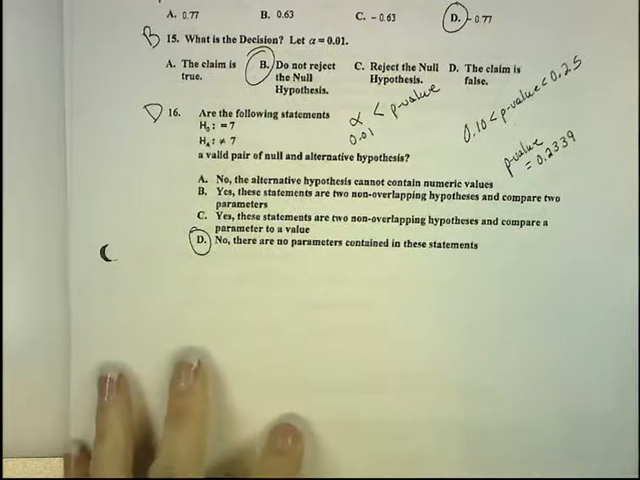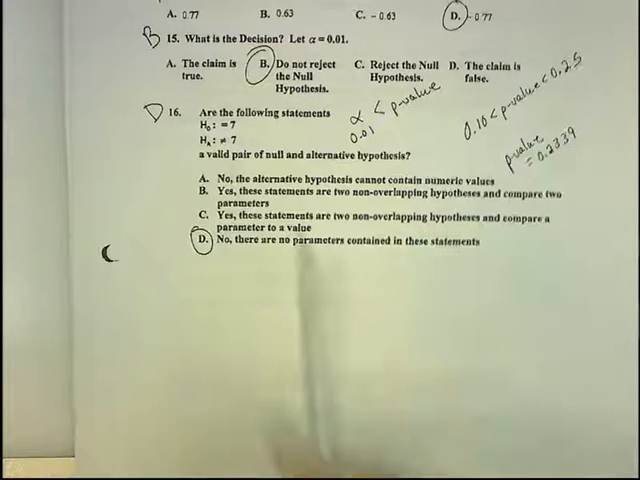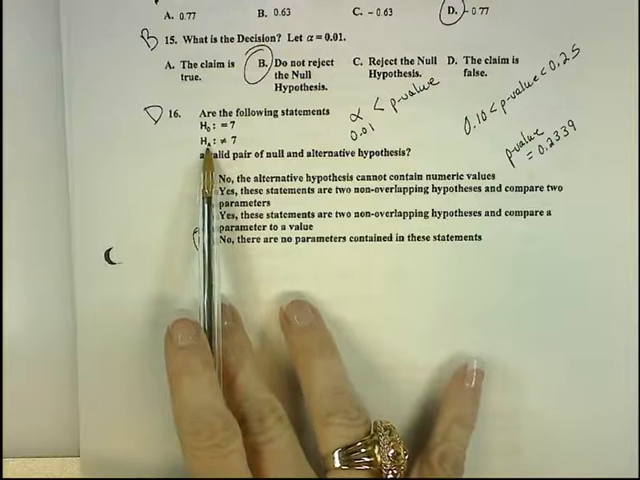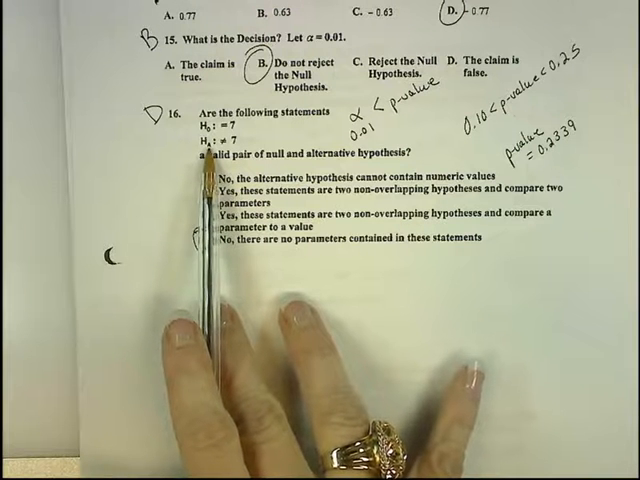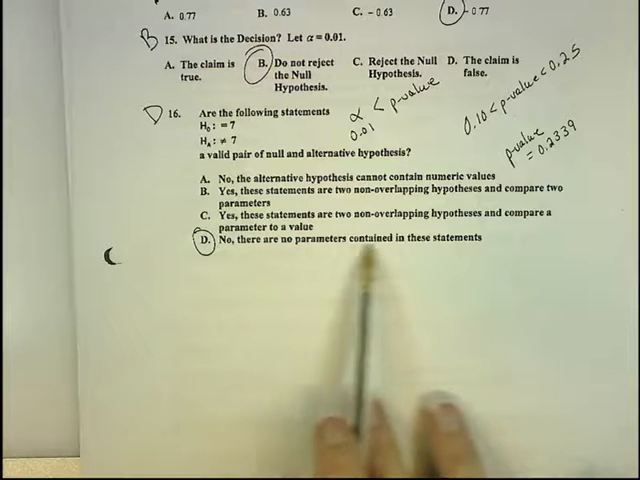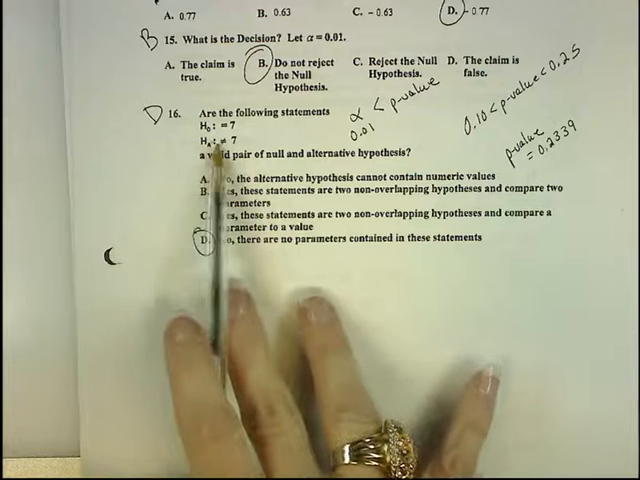The last one is either you know it or you don't type problem. Are the following statements valid? And H sub A is the same as H sub 1, so there's nothing wrong with that notation. HA is okay to use instead of H1. This is not because there are no parameters contained in these statements. I don't have mu equals 7 or mu does not equal 7.